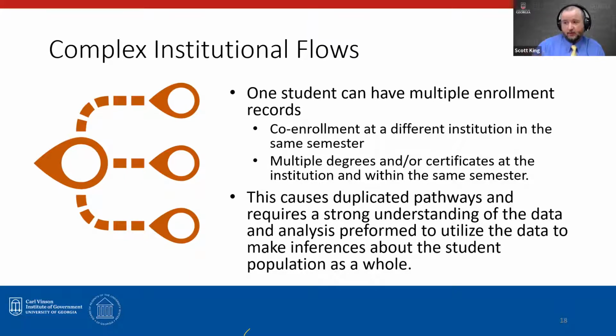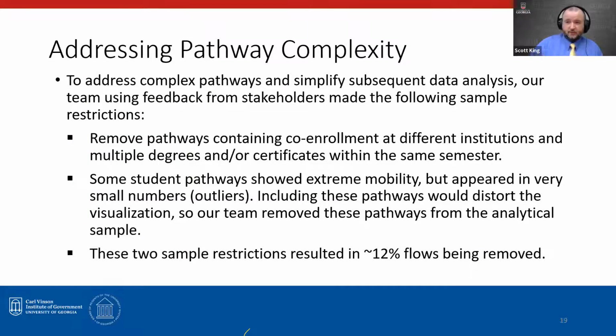We had to figure out how we were going to address these sort of complications to try to keep the tool as simple as we possibly could. So to address complex pathways for the tool as it sits now, we did an analysis on how many of those pathways ended up being that way. And in terms of students that ended up being co-enrolled or had multiple degrees within the same semester, that ended up being only about 12% of the pathways that we were looking at. So we decided to remove those pathways to keep the tool as simple as possible.